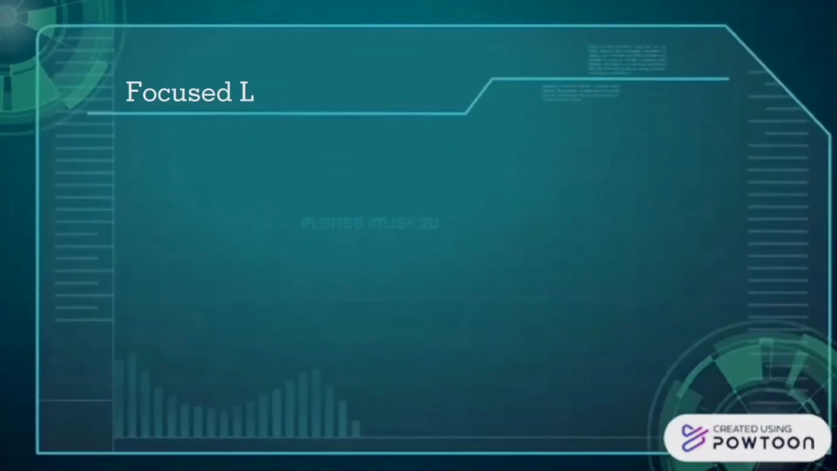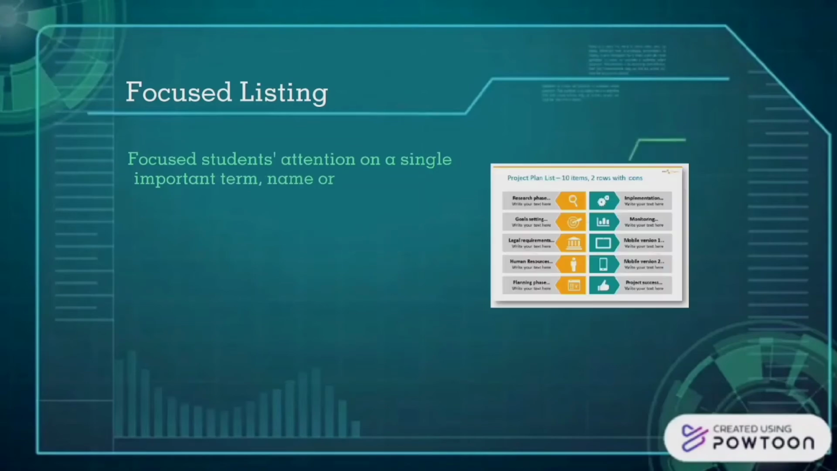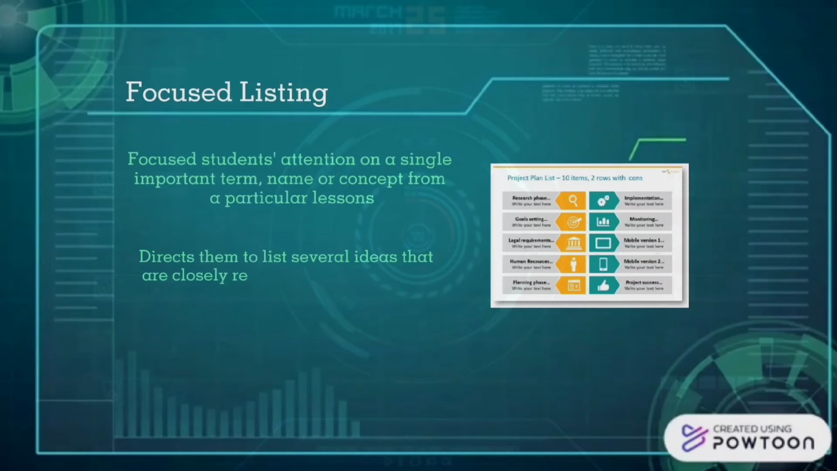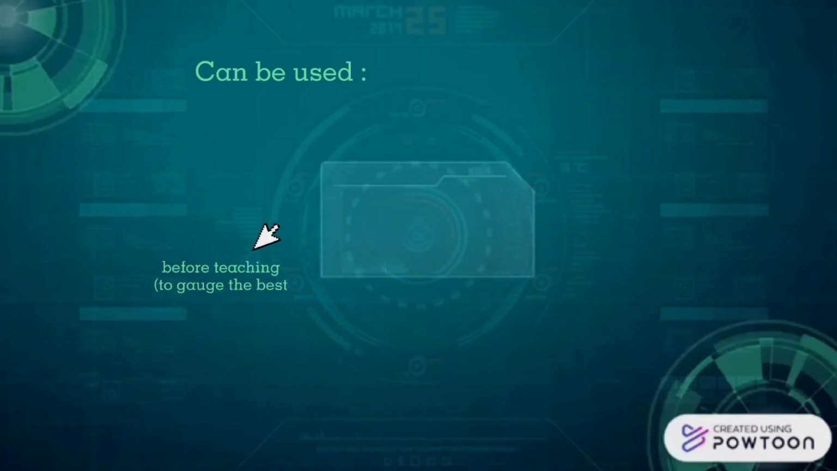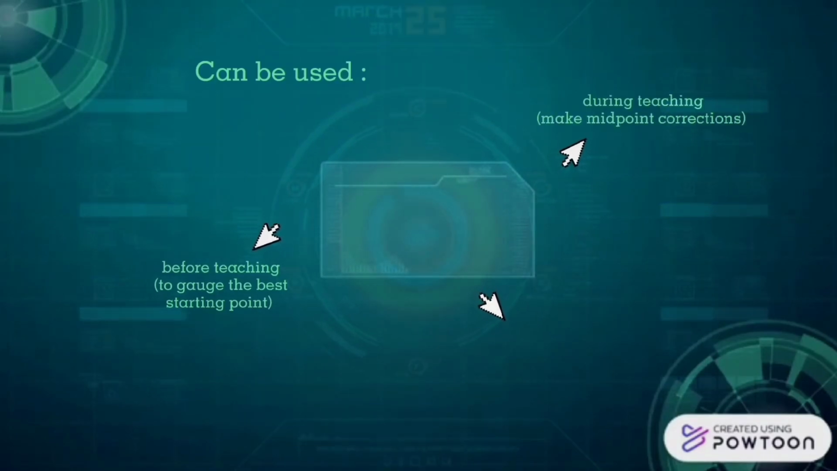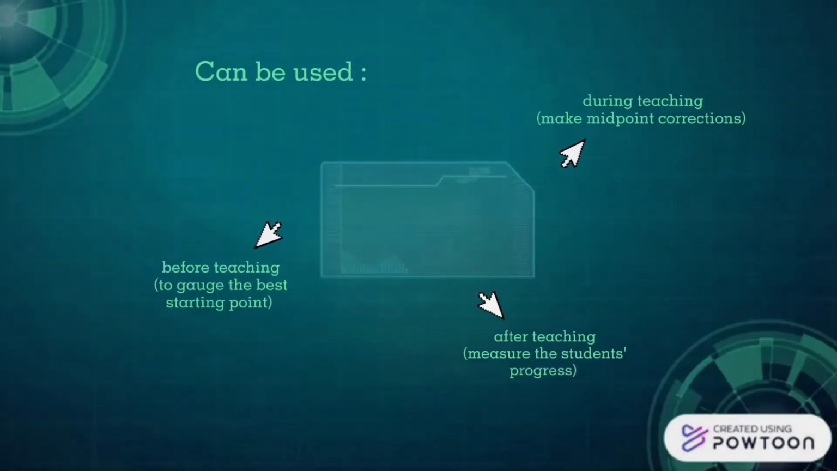Next is focused listing. It focuses student attention on a single important term, name, or concept from a particular lesson. It directs them to list several ideas that are closely related to that focus point. It can be used before teaching to gauge the best starting point, during teaching to make midpoint corrections, and after teaching to measure the student's progress.